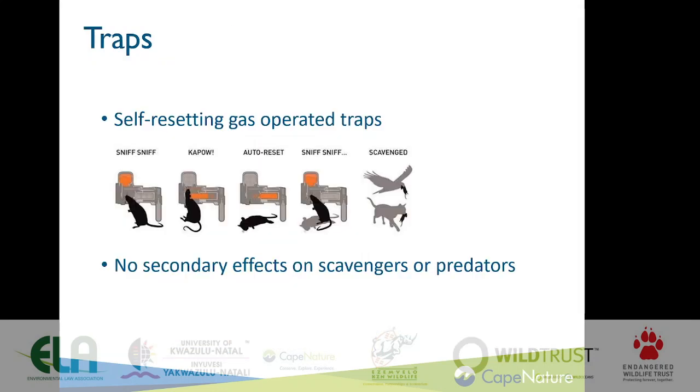There are many kinds of traps available, but one of the ones that may really improve efficiency is having self-resetting gas-operated traps. So these traps can kill several animals without the need to be cleared, and they do it humanely and have no secondary effects on the scavengers or predators because there's no use of any poison involved.